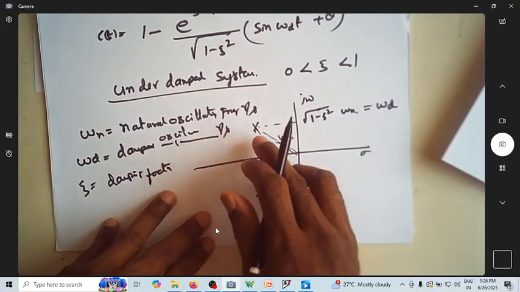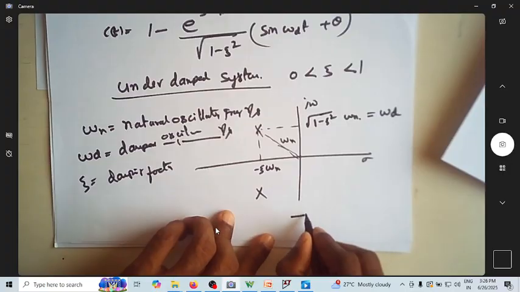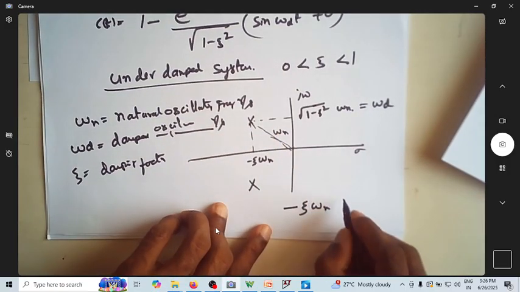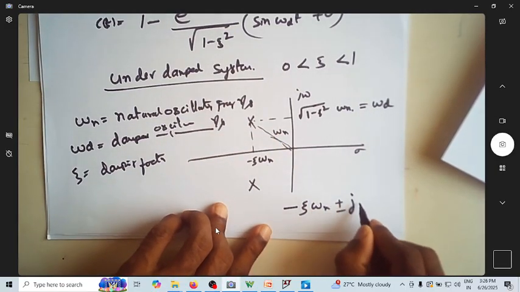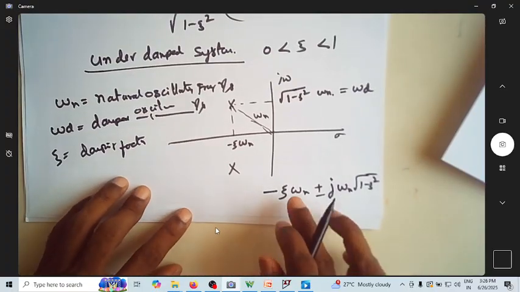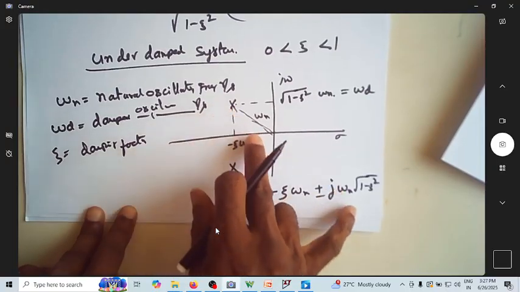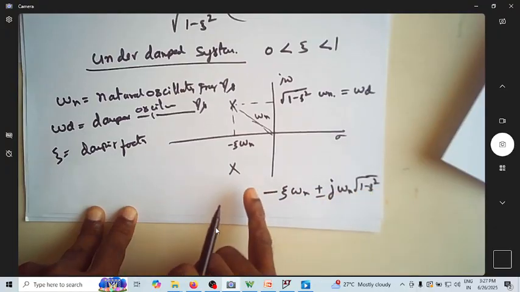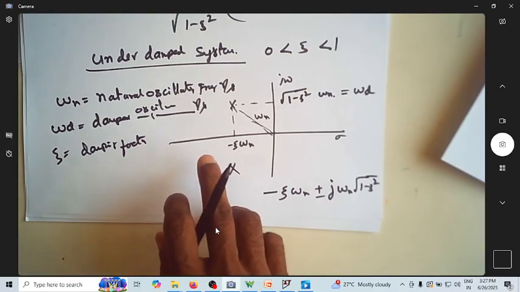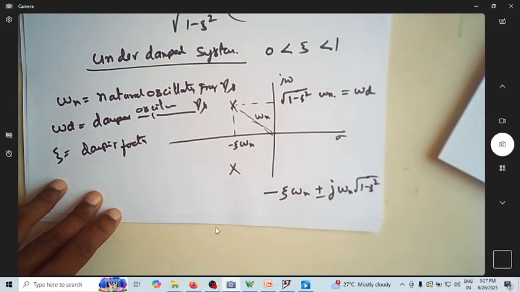So now what is the position of this one? The real value of the complex roots is minus zeta into omega n, whereas the imaginary value is plus or minus j omega n into root of 1 minus zeta square. These are the two roots: minus zeta omega n plus j omega n root of 1 minus zeta square, and minus zeta omega n minus j omega n root of 1 minus zeta square. These are two closed loop poles if the value of zeta is between 0 and 1.